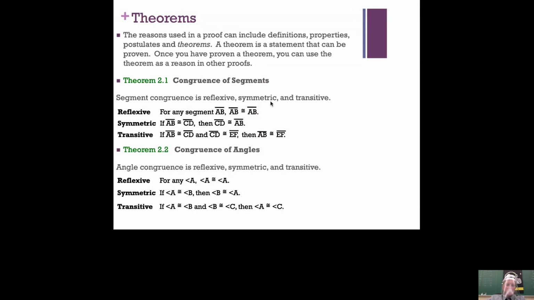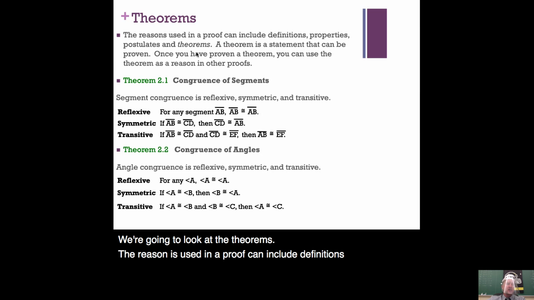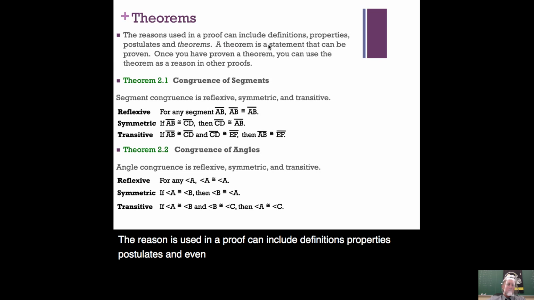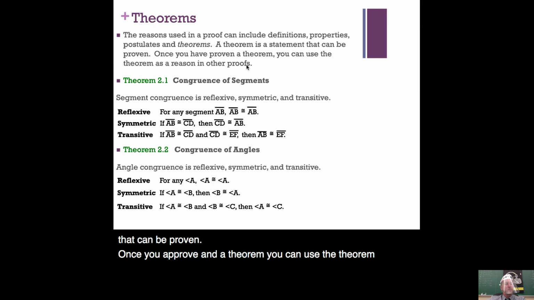This is section 2.6. This will be the second video. We're going to look at theorems. The reasons used in a proof can include definitions, properties, postulates, and even theorems. Theorems are statements that can be proven. Once you have proven a theorem, you can use the theorem as a reason in other proofs.